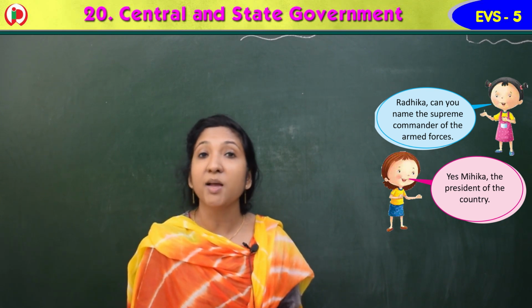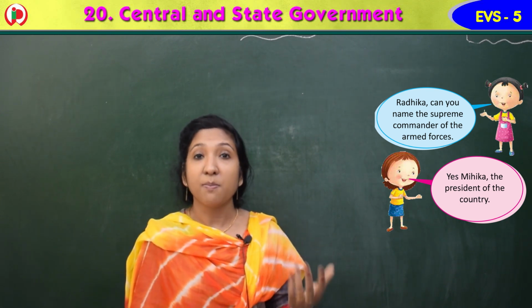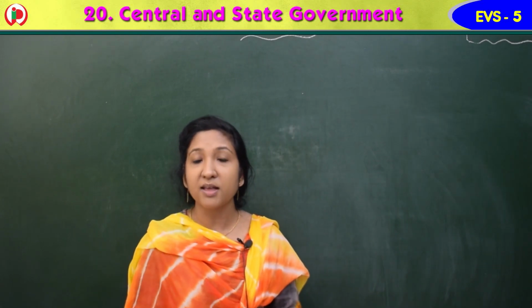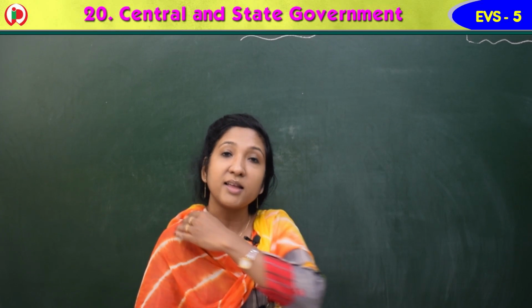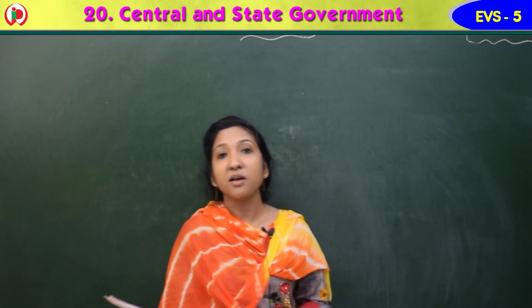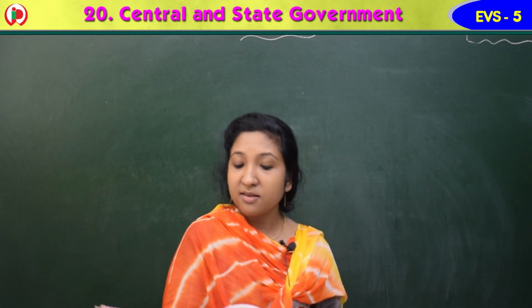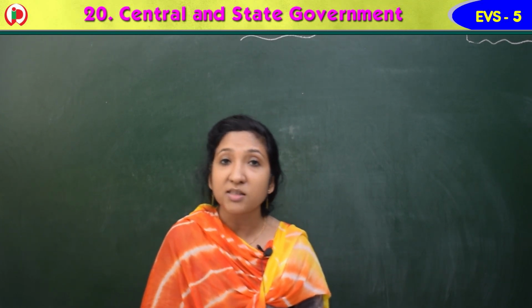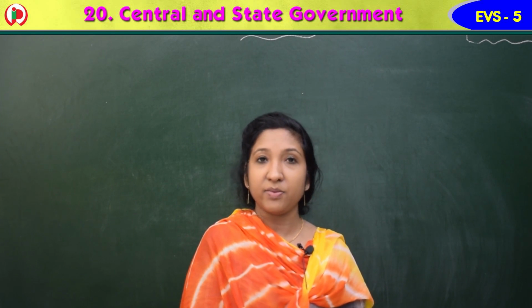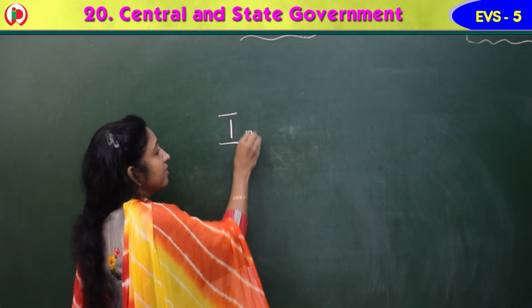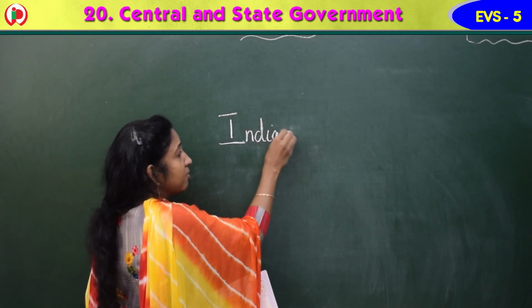So let us learn about the president, the parliament, the supreme court, the governor, and the state legislature. These are the people related to our government. Yes, so let us start. India is a land of the largest democracy. What do you mean by a democracy?